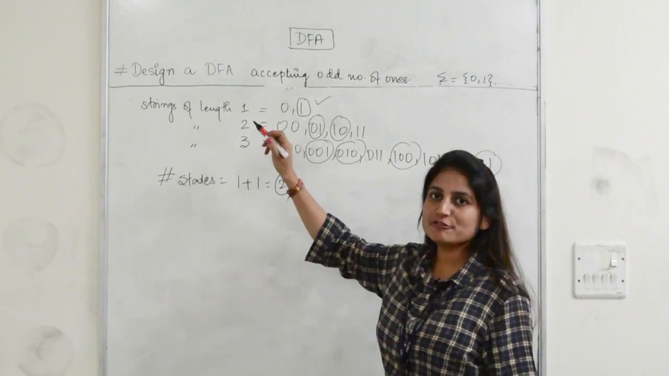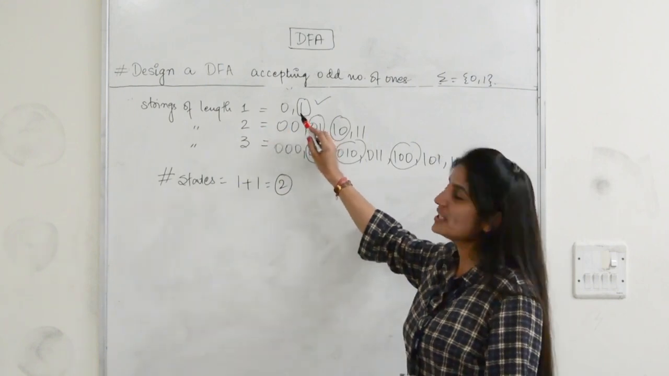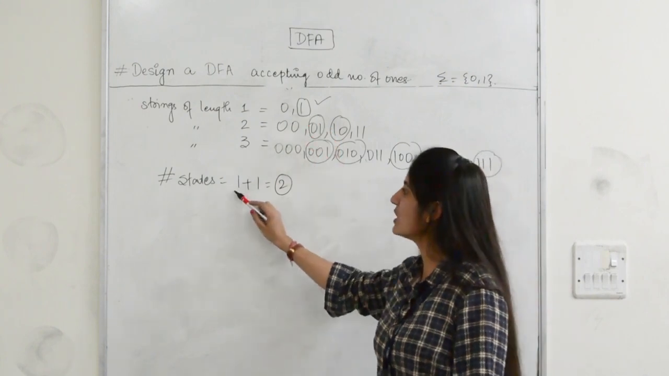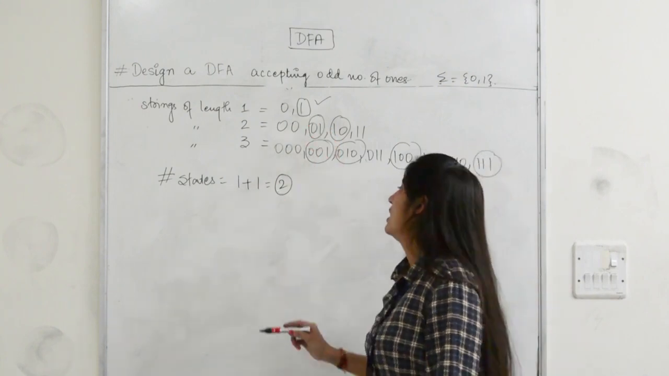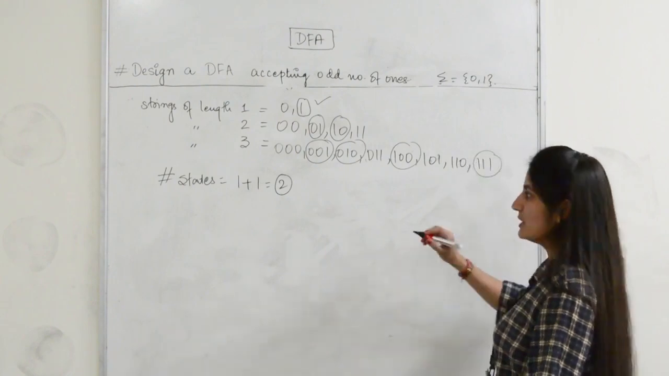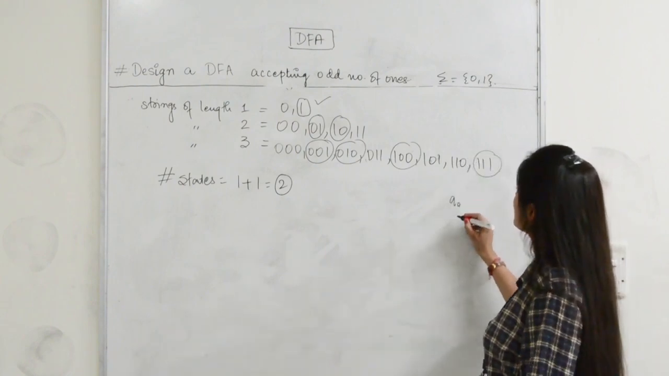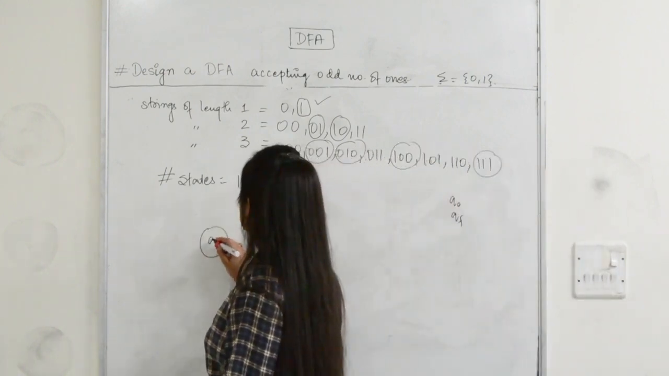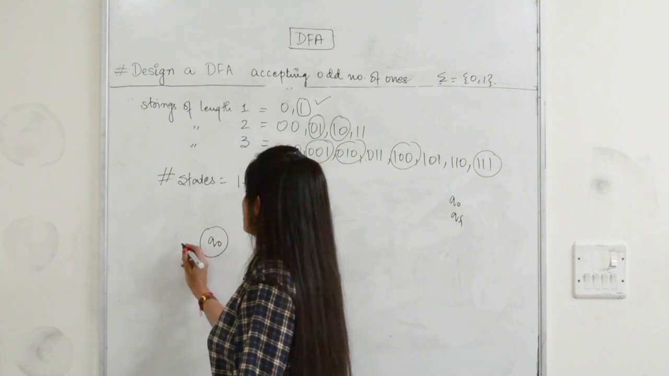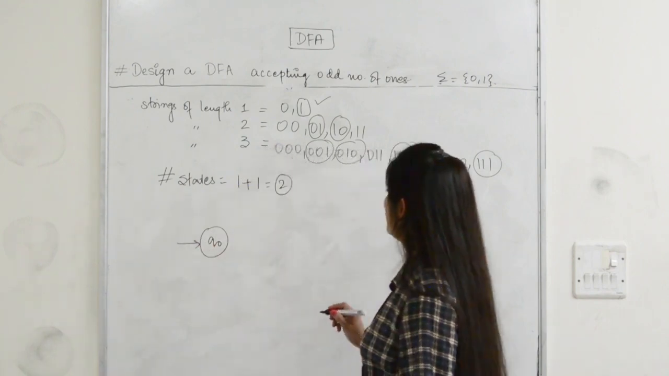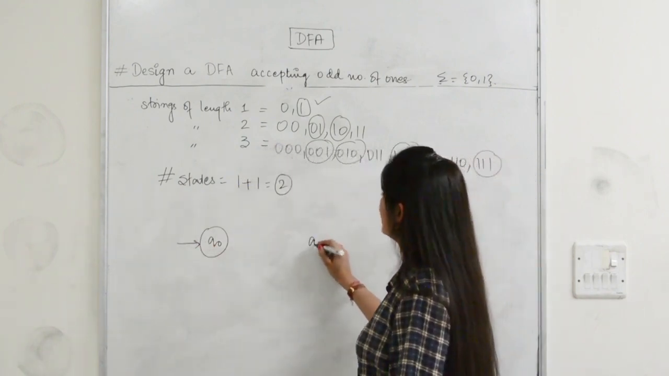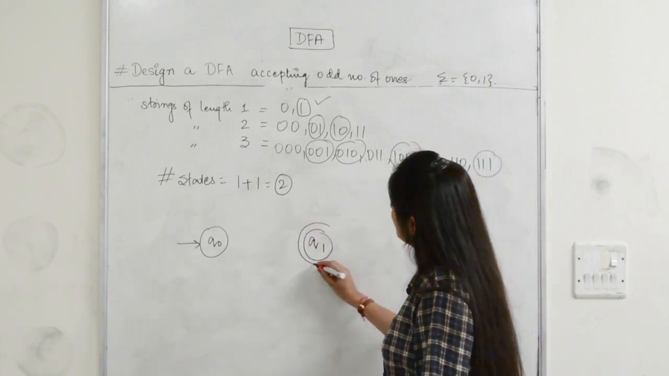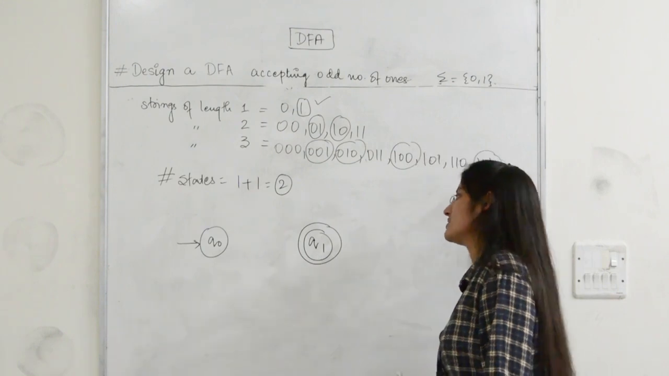So now we have to identify the minimum length string. The minimum length string is 1 and the length of the string is 1. So the number of states will be 1 plus 1 is equal to 2. As we know that we have 5 tuples in the DFA, so we have our initial state as well as our final state. Let's represent our initial state with Q0, and the initial state is represented by an arrow. Also we will have a final state, let's represent it with Q1. So this is Q1 and we'll put a concentric circle which shows that this is your final state.